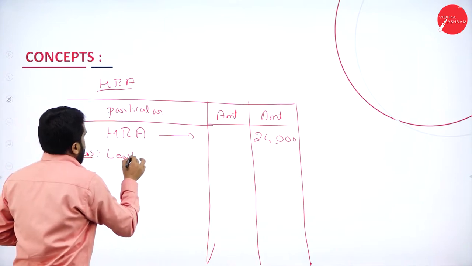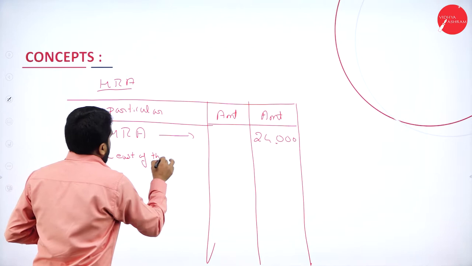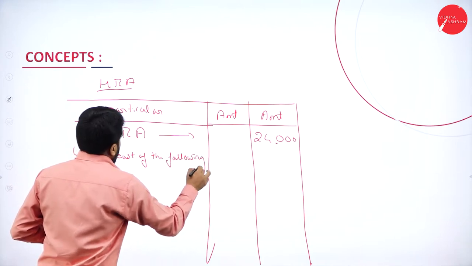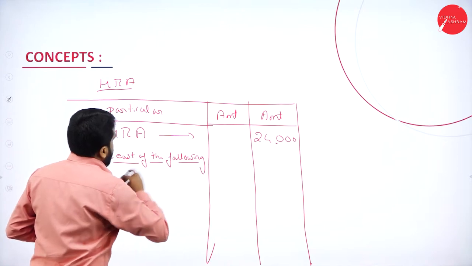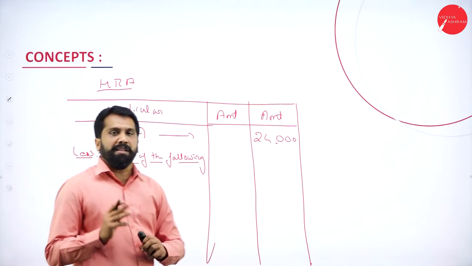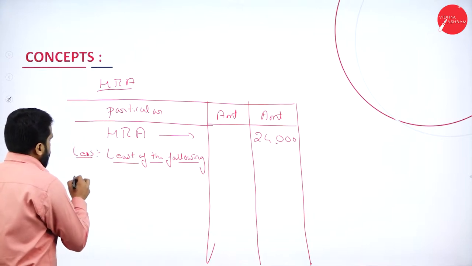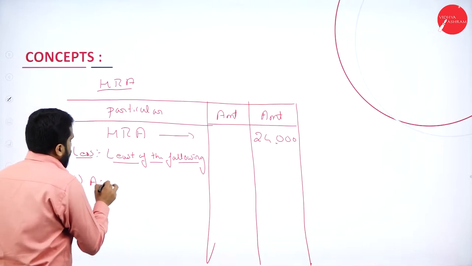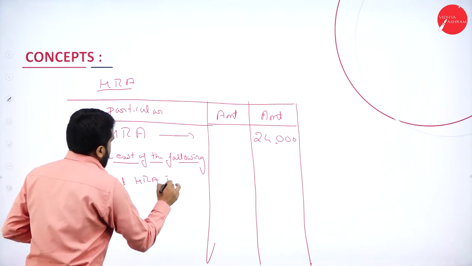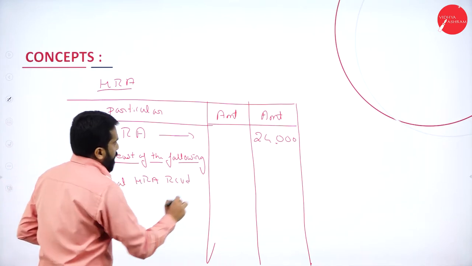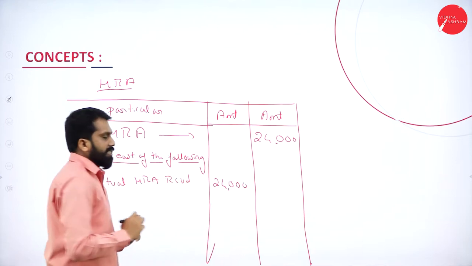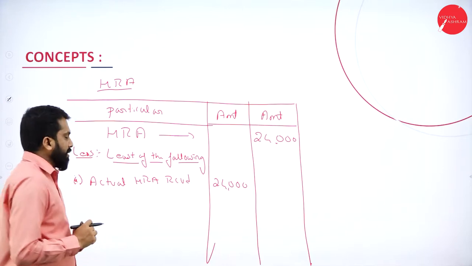Least of the following. Now, how to calculate this? Very simple. First one, actual HRA received. So, how much is it? 24,000. Copy, paste. This is done. Clear. We'll go to the second one.